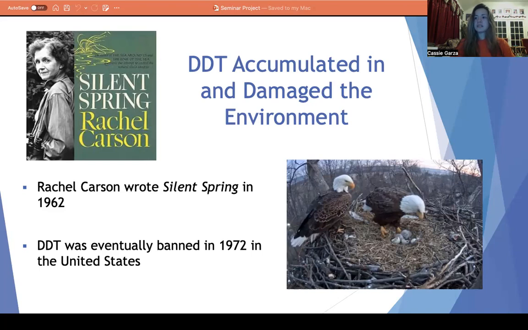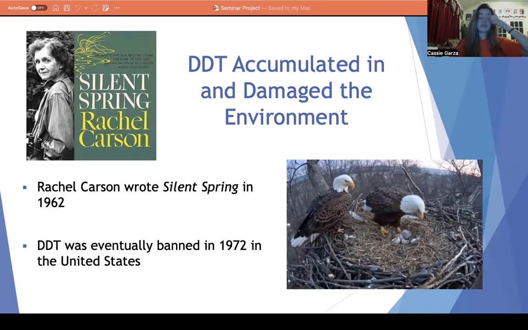So as I mentioned, DDT affected many organisms. It was particularly detrimental to these guys. This is the bald eagle. So it actually brought the bald eagle population in the United States down to almost extinction in about the 1960s.